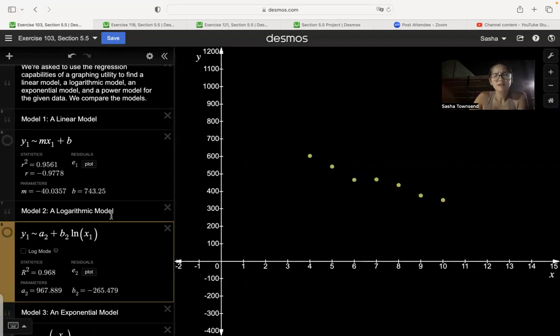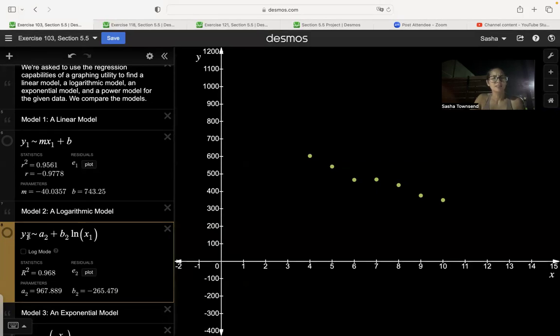As far as our logarithmic model is concerned, this is where we would say, okay, I want a natural log function, but I want to multiply that natural log by a constant. So that's going to stretch it vertically or shrink it vertically. And then I want to add a constant to that logarithmic function. So that's going to move the graph up or down.